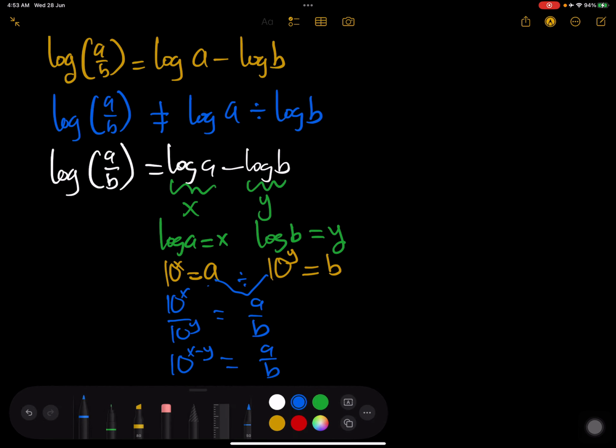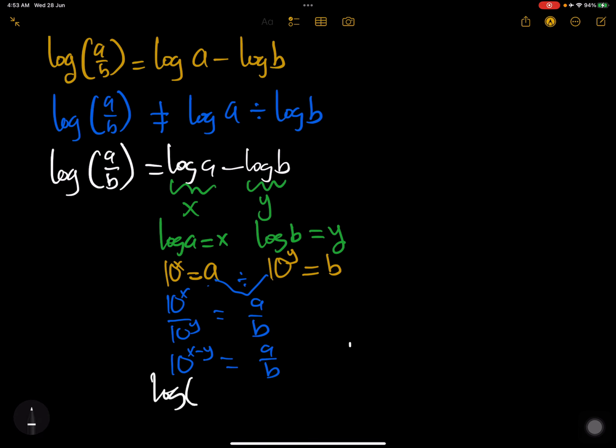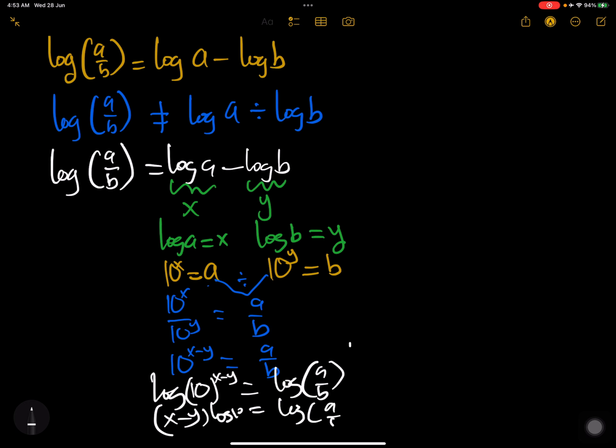We take log of both sides. We get log 10 to the power of x minus y is equal to log of A over B. Then we know that our x minus y will drop. So x minus y log 10 is equal to log A divided by B.